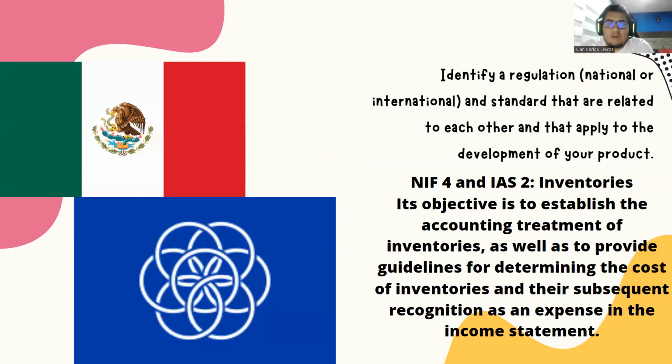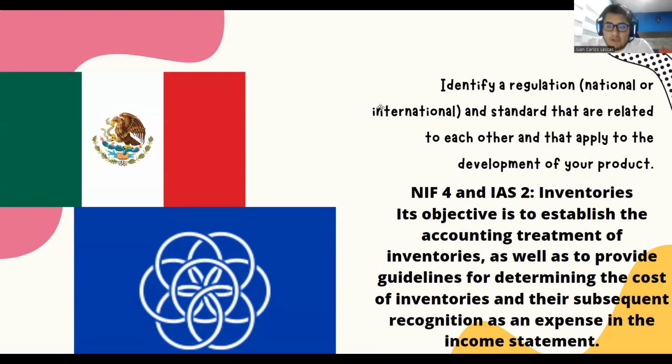Identify a regulation, national or international, and a standard that are related to each other and that apply to the development of your product. The NIF C-4, which is the Mexican one, and IAS 2, which is the international one: inventories. The objective is to establish the accounting treatment of inventories, as well as to provide guidelines for determining the cost of inventories and their subsequent recognition as an expense in the income statement.